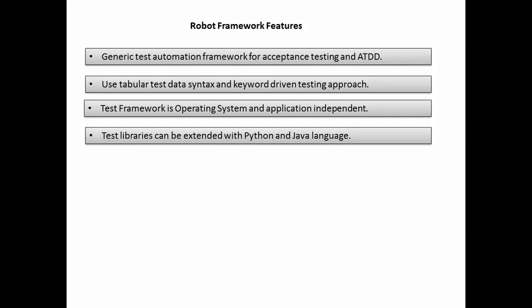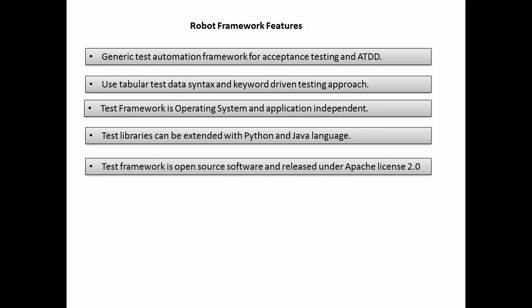Test libraries can be extended with Python and Java languages. Robot Framework has many built-in libraries you can use, and users can develop custom libraries with Python and Java. The framework is open source software released under Apache license 2.0. Robot Framework has many libraries, and most of them are open source, so users can use them under an open source license.